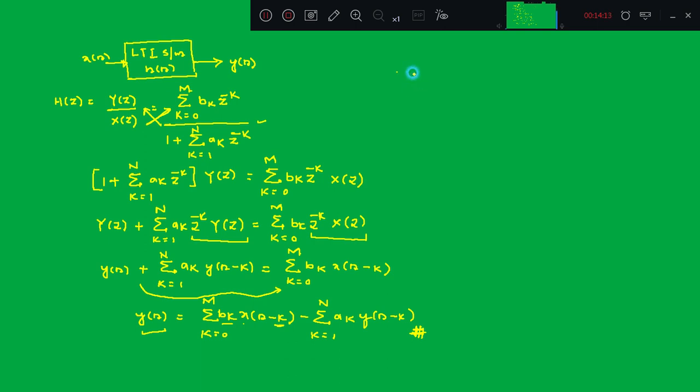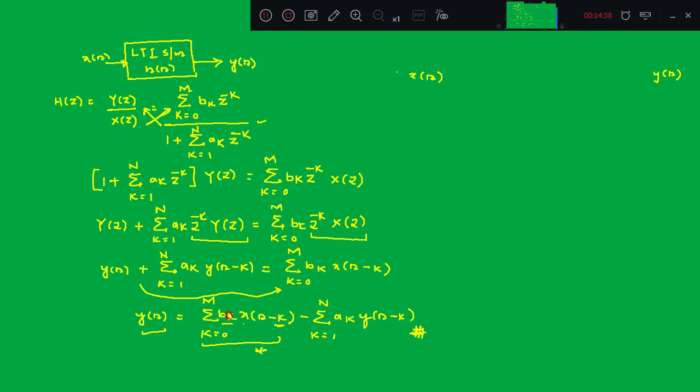So here I will write x of n, and here I will write my y of n. So this is the first step. Here you write x of n, and here we write y of n, right? So here first let me consider this one. Substitute k is equal to 0. If you substitute k is equal to 0, what will you get?